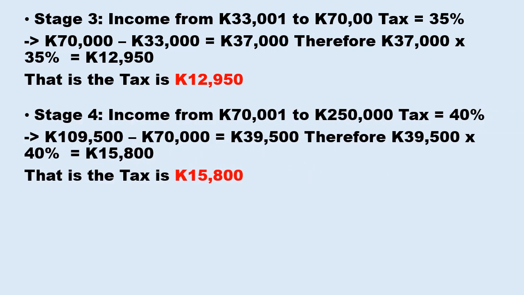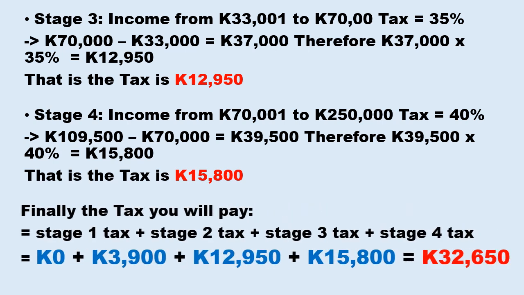Stage four is where our hypothetical income falls. We said in a year we made 109,500, which falls within the tax bracket of 70,001 kina to 250,000. So that's 40% tax. Now our higher end is 109,500, minus the lower end, which is 70K. That gives us 39,500. Now 40% of 39,500 is 15,800. So that's your tax for stage four.